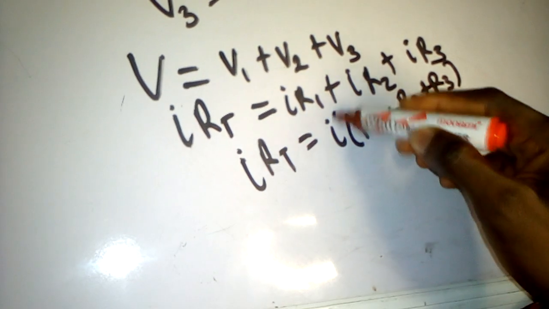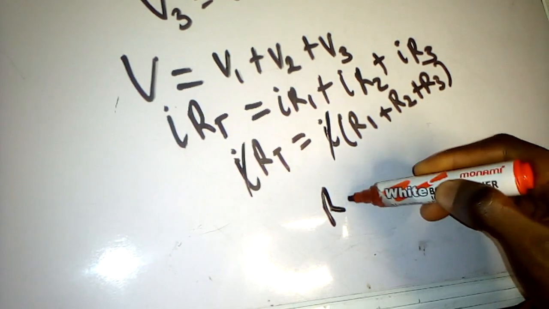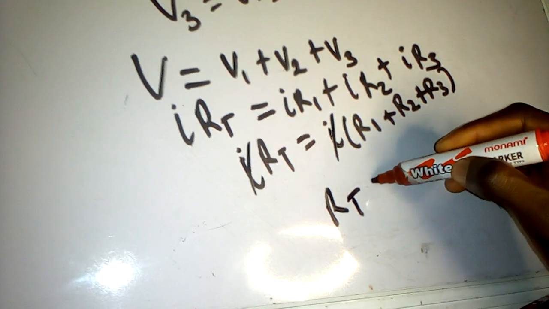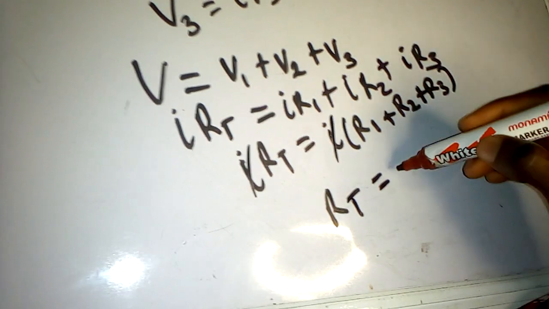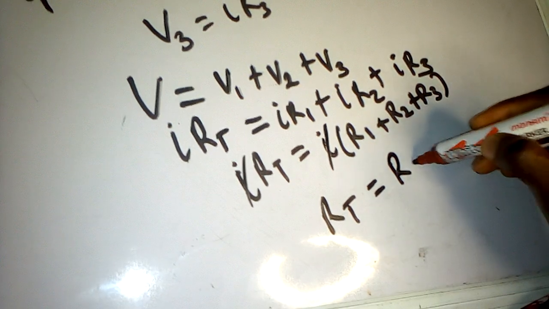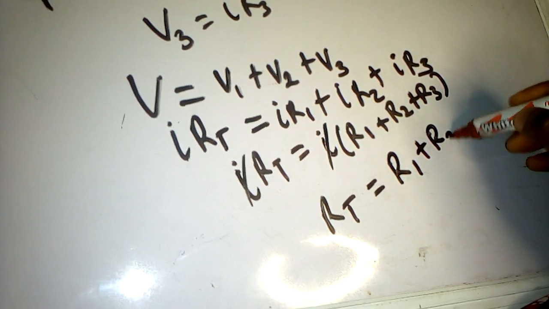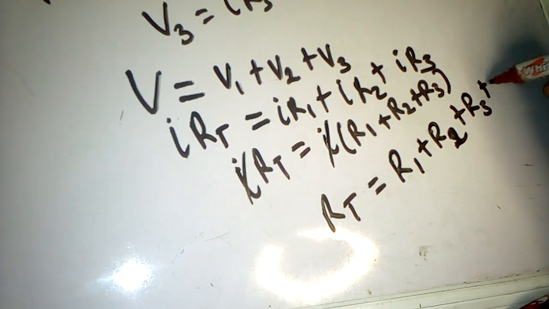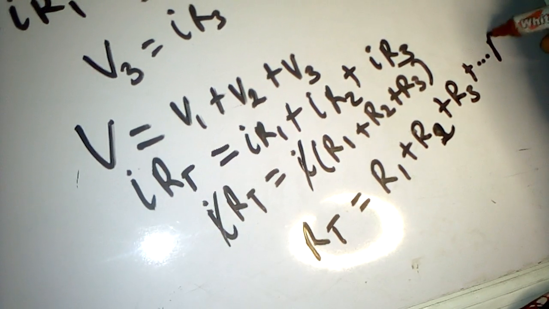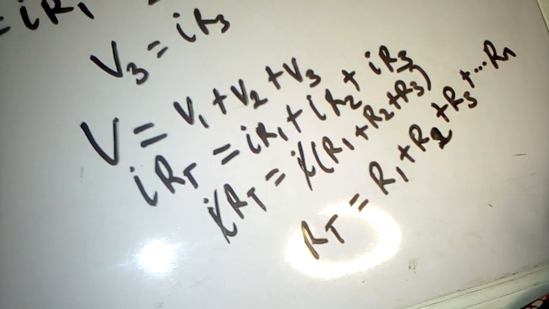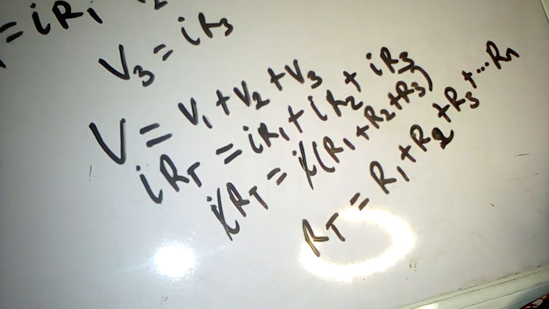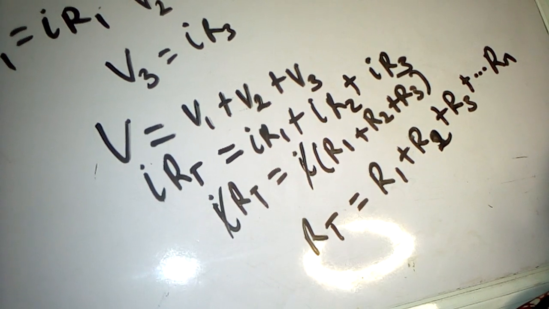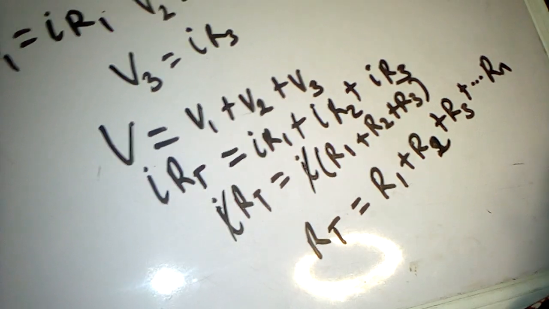Then the I will cancel, which means when you connect three or more resistors in series, the total resistance in that circuit is the sum of all the resistances together: R1 plus R2 plus R3, and then plus dot dot dot Rn, if you connect more than 3. So that is it.